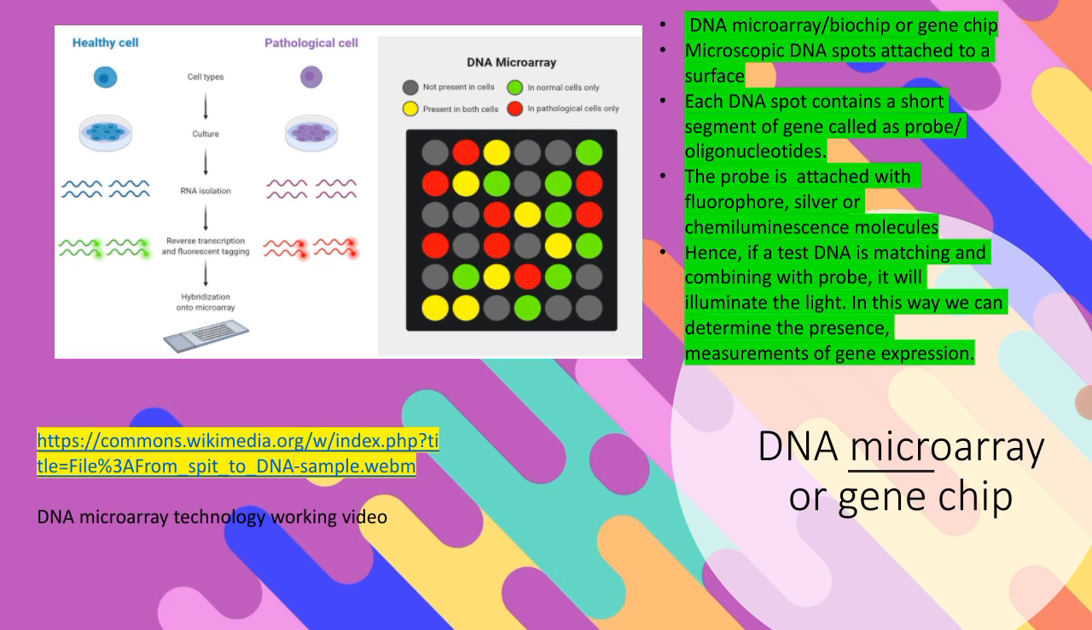So here we can see there are 6 to 7 spots for the red color, then 4 to 5 for the yellow, and the same 4 to 5 for the green color. So we can say 6 to 7 spots are positive because they are illuminating red light, red luminescence, because that is very specific for the pathological cell. So if the pathological cell DNA binds with the probe, then only the red color will illuminate.